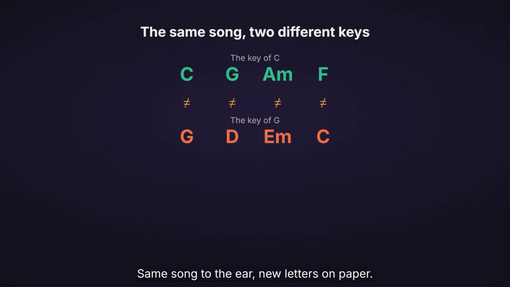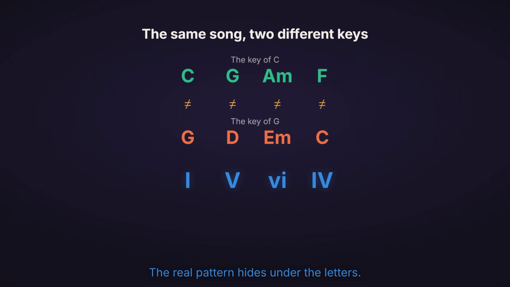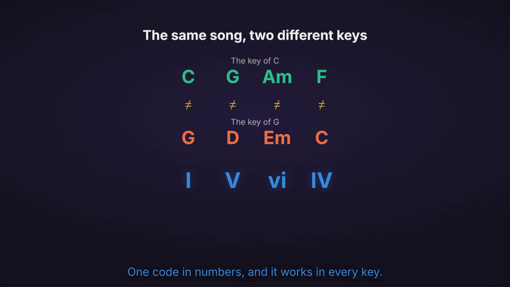Underneath both versions runs one code, written not in letters but in numbers, 1, 5, 6, 4. Those numbers describe the chords by their job inside the key, not by their pitch, and because of that they stay exactly the same no matter where you start. Learn to read these numbers and you learn a language that works in every key at once, a single sentence of harmony that you can drop into C, into G, into anything, and have it come out sounding like the same song every time.